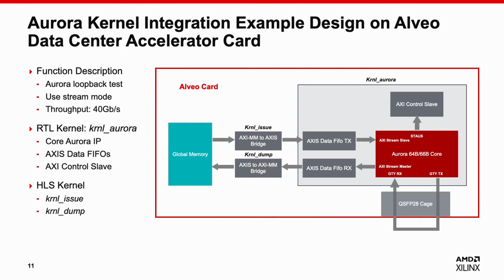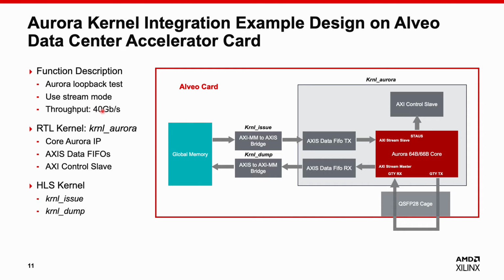Now let's look at the example design. The design implements a QSFP port loopback test with the Aurora protocol. It uses the 4 Aurora channels to realize the 40 gigabit per second transfer speed.